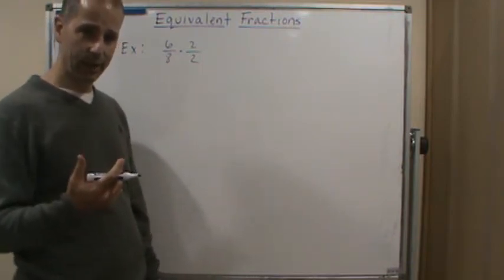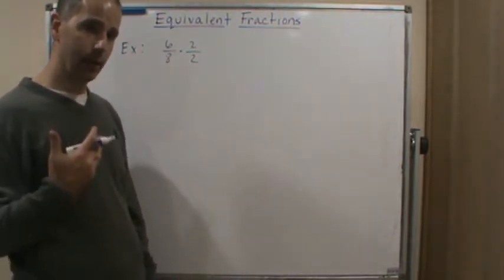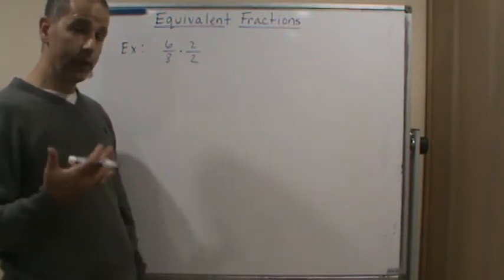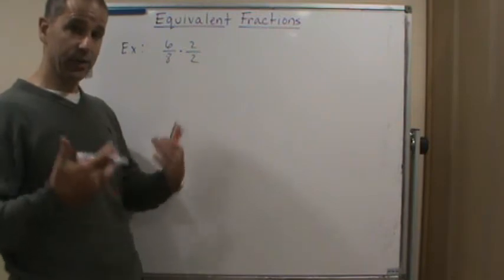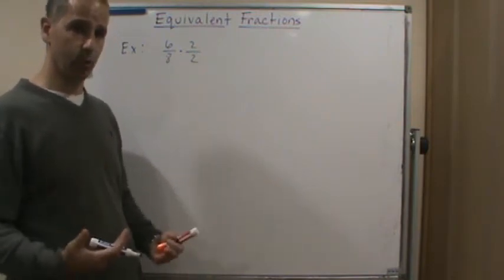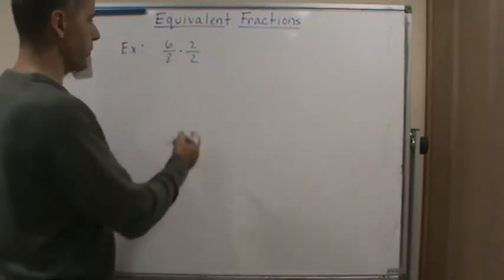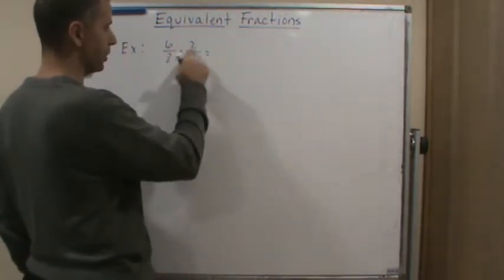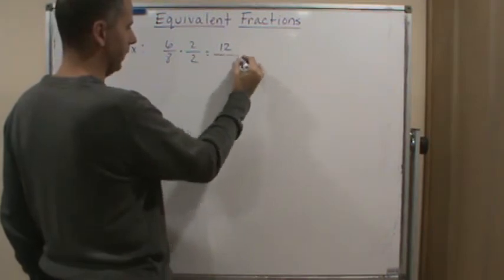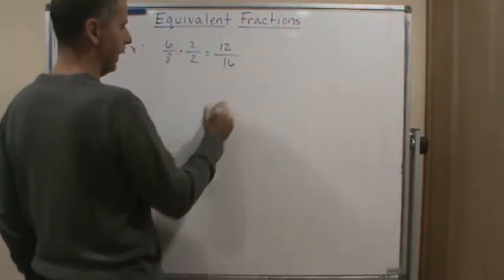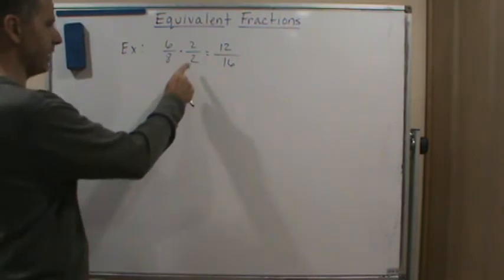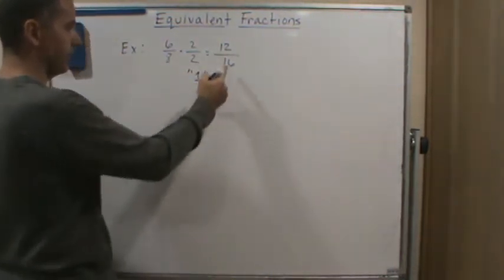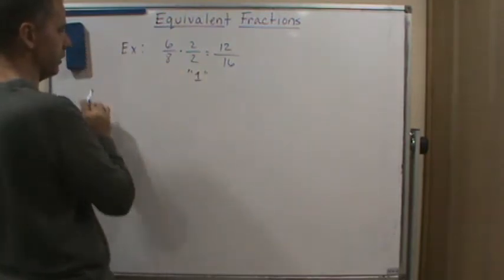So if you think about it, if I multiply any number by 1, I get the same number. So intuitively, we know that the resulting fraction is going to be the same thing that we started with. Because all I'm doing is using the property of multiplying fractions. And so if I multiply across the top, I get 12. And if I multiply across the bottom, I get 16. And the fact that I multiplied by 1 tells me that these two are equivalent.